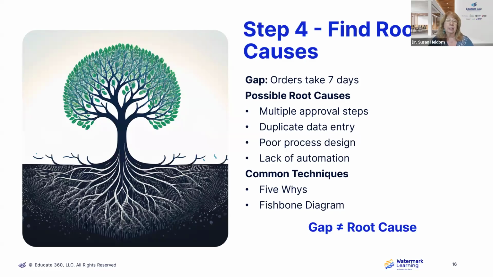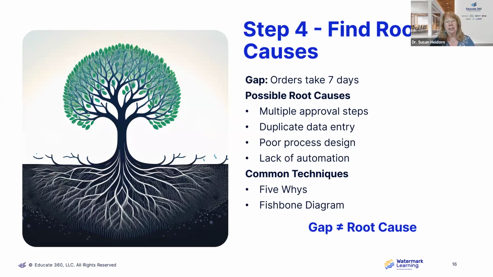Maybe there's too many approval steps. We got to put in the data 3 times because there's 3 different places. Maybe the processes were designed horribly. Maybe they're not even automated. Maybe they're just manual. And we do have some common techniques to use, the 5 whys, fishbone. And we have some classes around that.